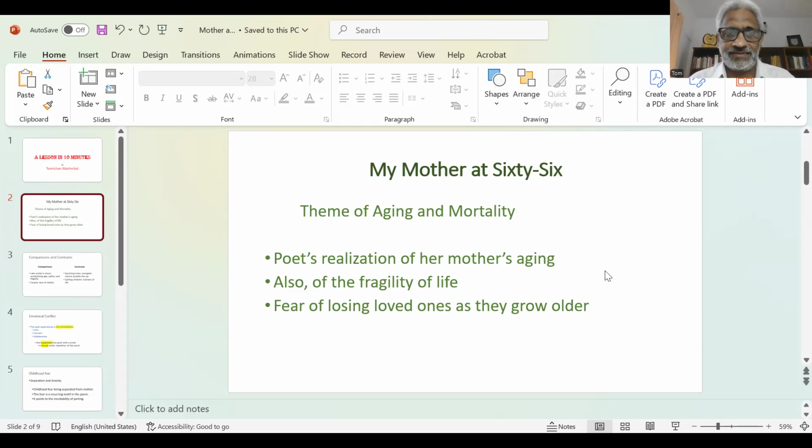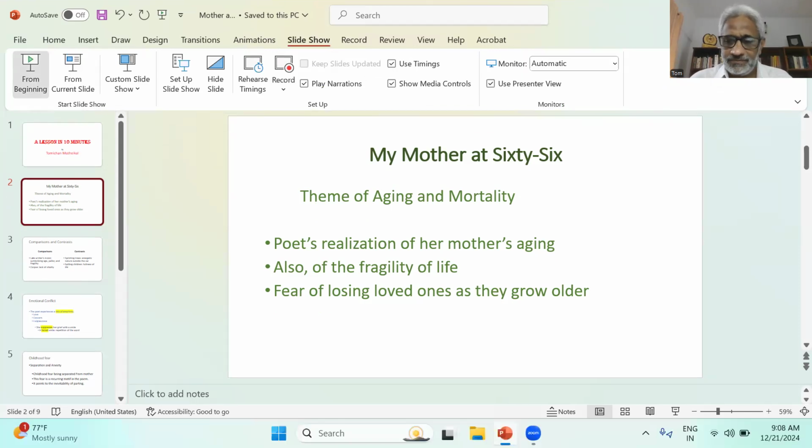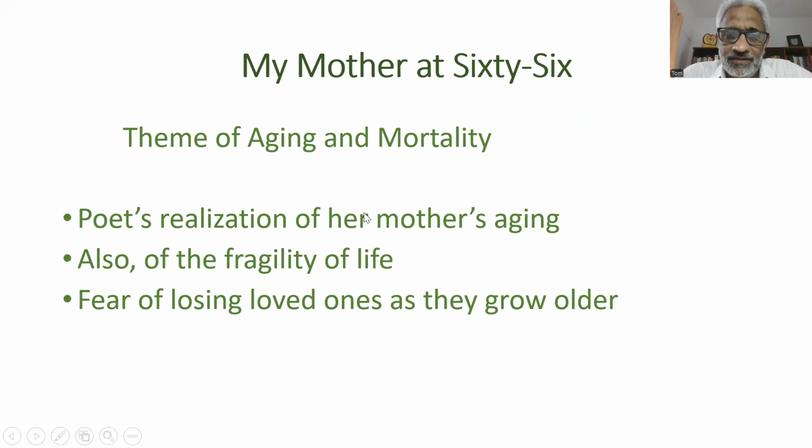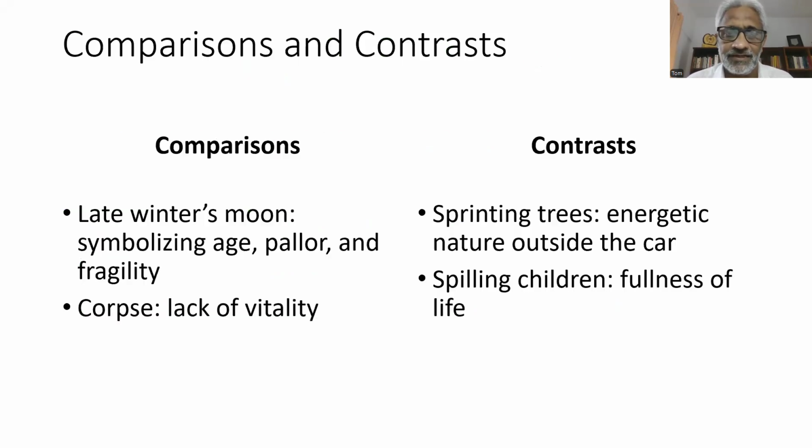The poet realizes that her mother is growing old, perhaps dying. There is the fragility of life coming up as a theme in this poem. Human life is very fragile. It can break at any time. Then, fear of losing loved ones as they grow older. These are the themes of the poem in general.